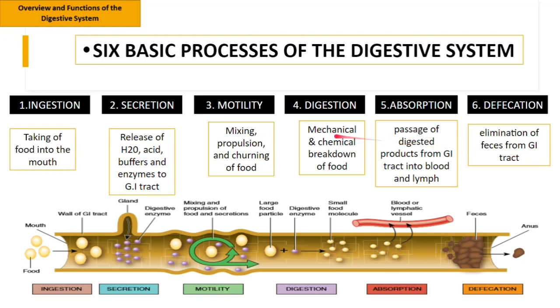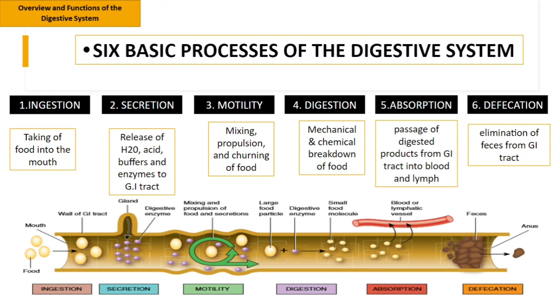So again, let's just repeat the 6 basic processes that happens inside the digestive system. Number 1 is ingestion. So, kumain tayo ng food. Second is the secretion or the release of the water, acids, buffers, and enzymes to the gastrointestinal tract so that it may be able to function properly.